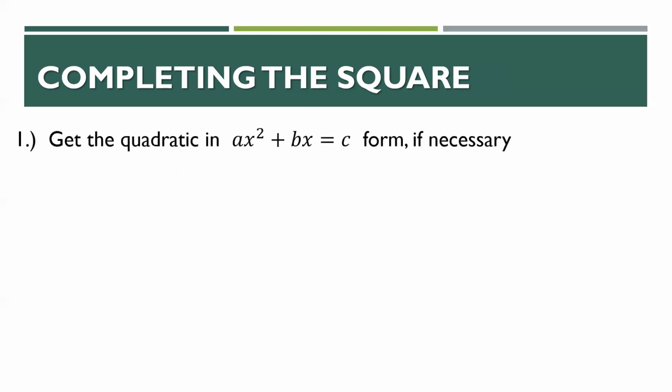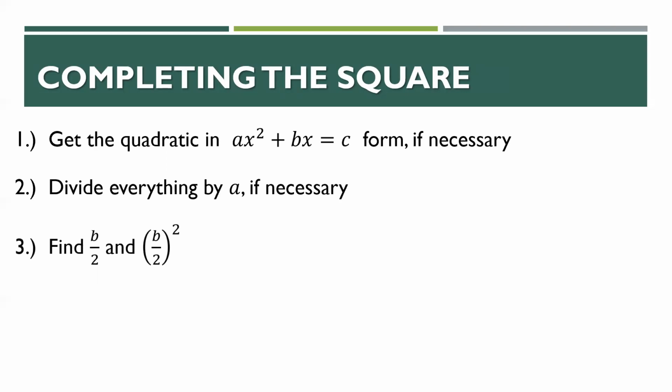And here are the steps. Step 1, we are first going to get our quadratic into the following form. We want our x squared and our x term on the left, and then we want our constant on the right-hand side. Sometimes when our a value is something other than 1, we'll need to divide through by that a value. So we'll divide both sides by a.